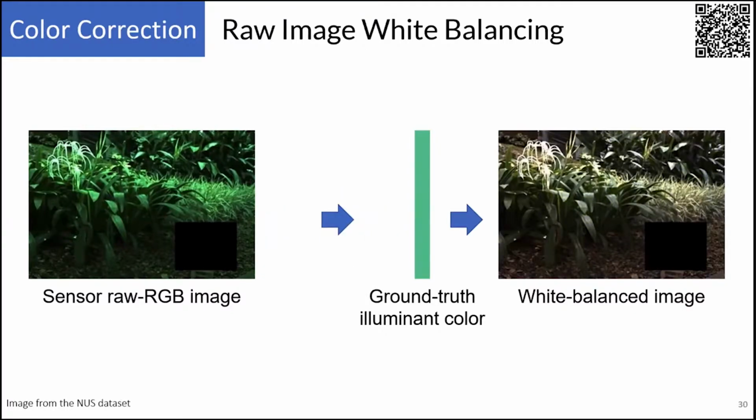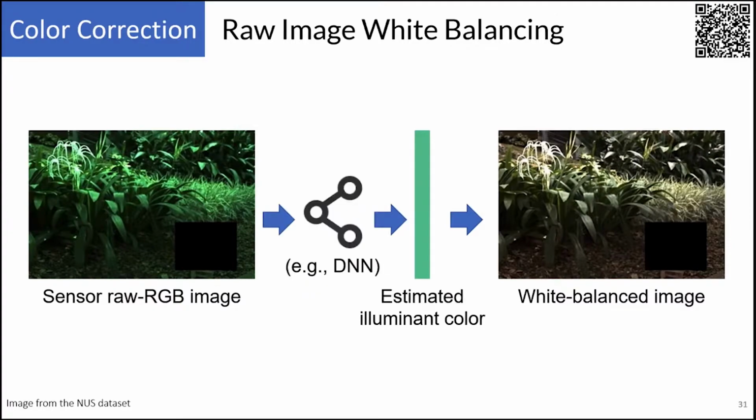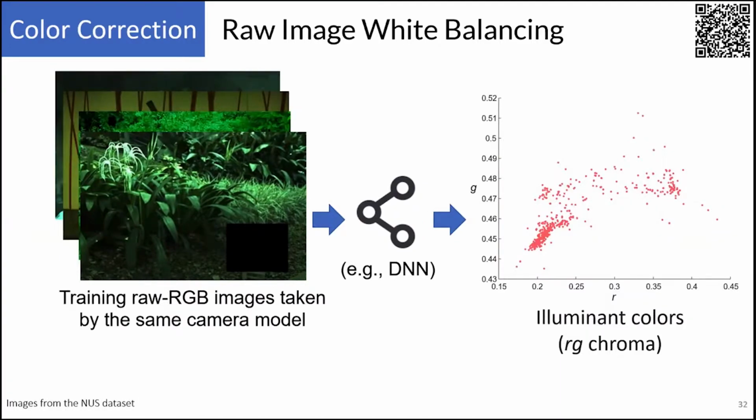So for accurate results, people start thinking of using some advanced methods instead of those statistical methods, and mainly people start to discuss using deep neural networks, or DNNs, in order to do the estimation process. And such DNNs, or any learning-based method, usually learn the mapping between the training raw images and the corresponding illuminant colors. And if we plot these illuminant colors in the RG chroma space, we get this curve-shaped distribution.